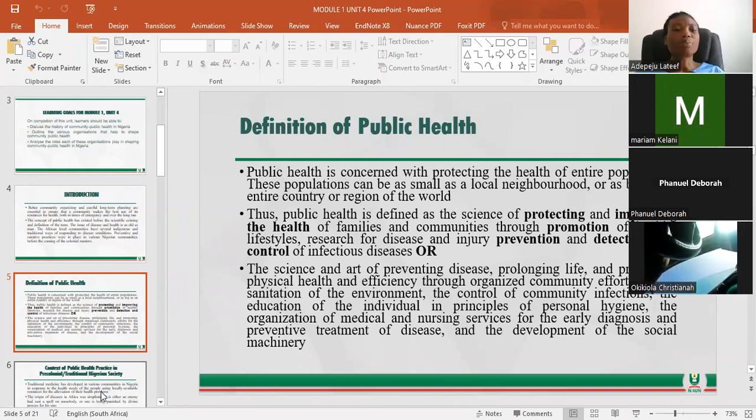So we see that public health as a definition, and who would like to share with us the definition of public health according as science rightly put it?